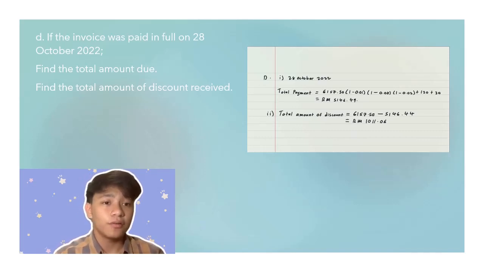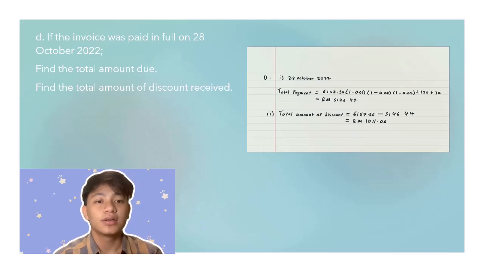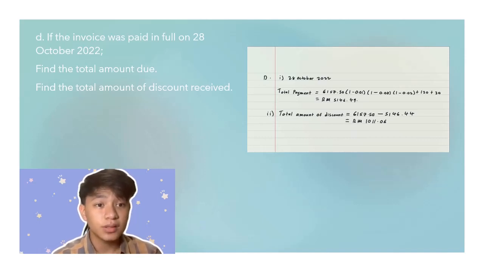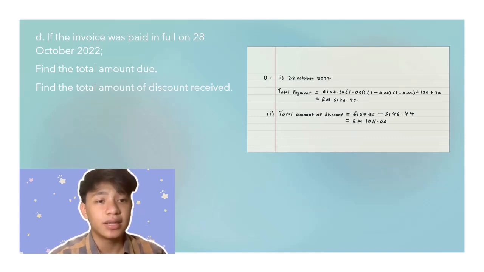Okay, for the last question, find the total amount of discount received. For the total amount of discount, we use LP minus TP. We already have the LP and the TP. LP is the total original price of all the units, which is 6,157.50, and the TP is 5,146.44. We subtract LP minus TP, and the answer is RM1,011.06.